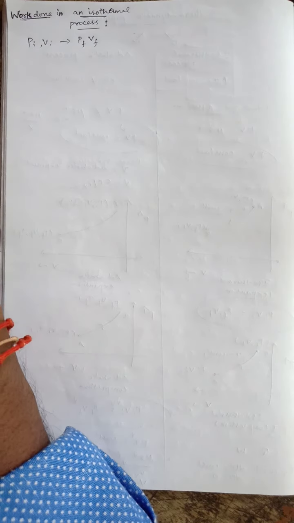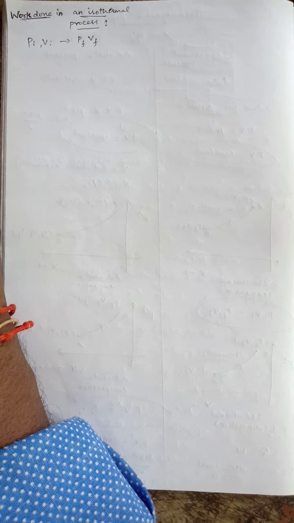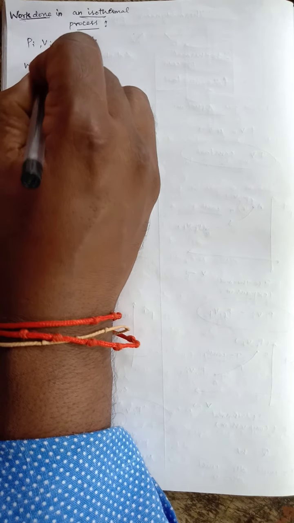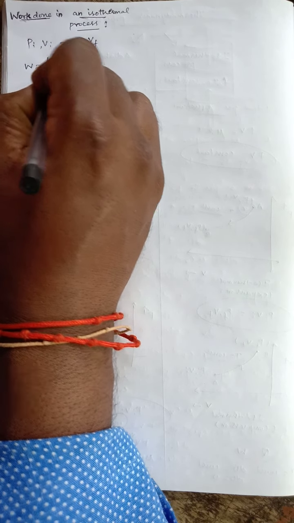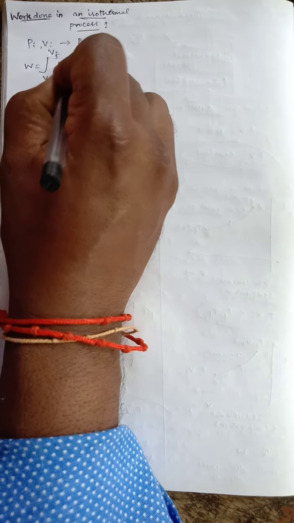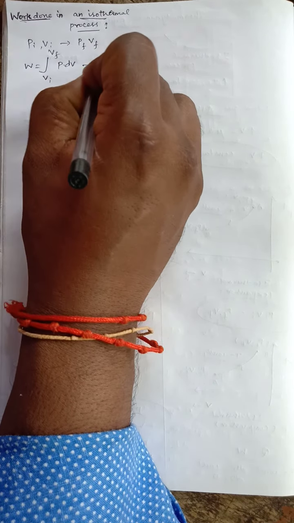So here the work is done. We have to find the work done by the gas during this process. We know the work done formula: W is equal to the integral from Vi to Vf, those are the limits, of pressure into change in volume. Put this as equation number 1. This is the formula for the work done.